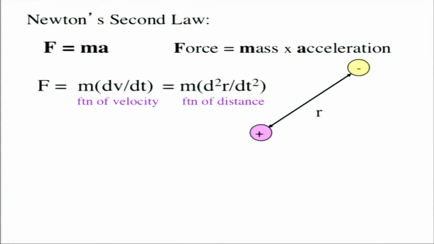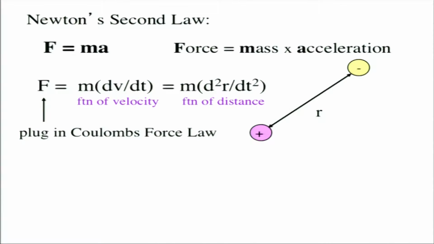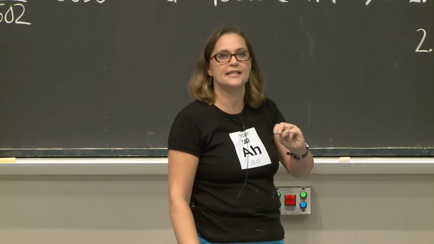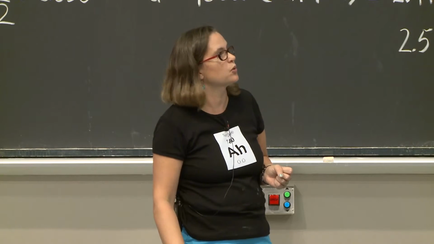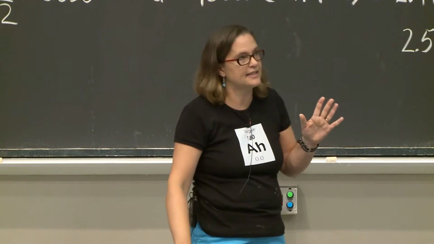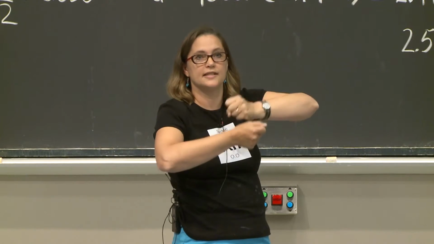So now let's think about what's happening. We know the force. We can calculate the force from Coulomb's force law, the force between the nucleus and the electron. And then we can think about two different distances, and with that force, how fast the particles should move toward each other. So for the initial distance, we can take 0.5 angstroms, or 0.5 times 10 to the minus 10 meters. So that's about the radius of a hydrogen atom. So we take that distance, and then we want to think about how fast that would then go to 0.